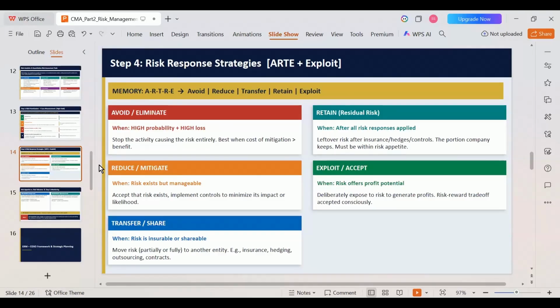Then comes risk transfer or share. We know a best example for this: insurance companies. Transferring or sharing the risk will be either partial or full. Partially, in the sense, you'll be sharing your maximum risk with the insurance company. You'll be insuring for the maximum amount of risk for the company, but still some risk will be there.